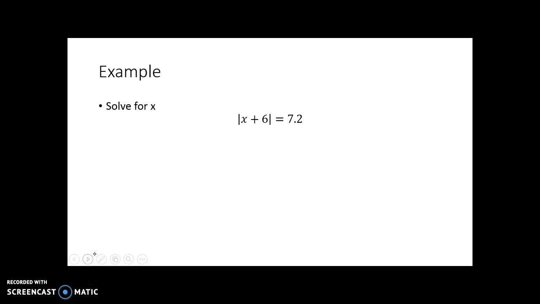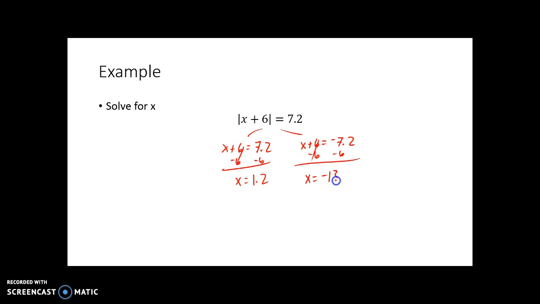Take a minute and try this one on your own. When you've completed it, you come back to the video and see the solution, so pause at this time. What you should have done is done x plus 6 equals positive 7.2 and x plus 6 equals negative 7.2. Subtract 6 here, you should get x equals 1.2. Subtract 6 here, and you get x equals negative 13.2. Those should have been your two answers.